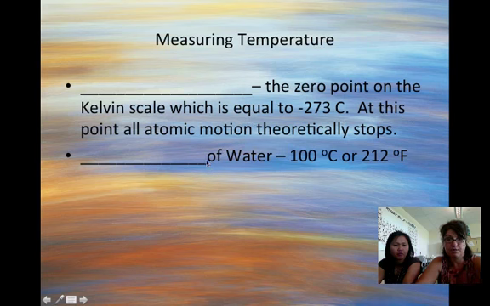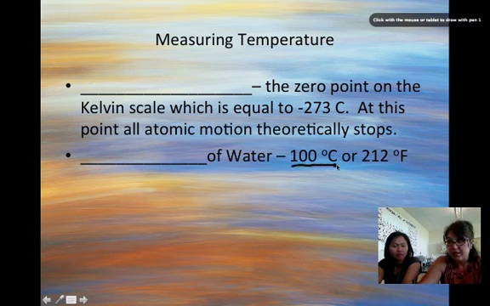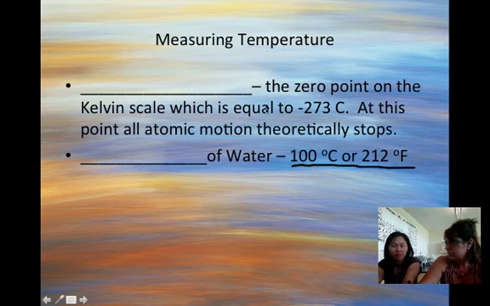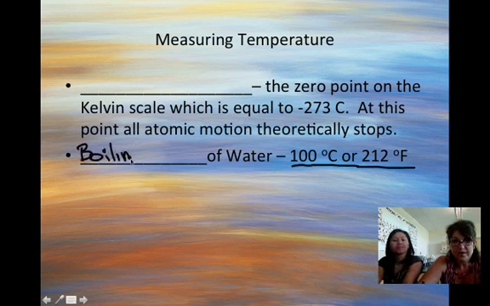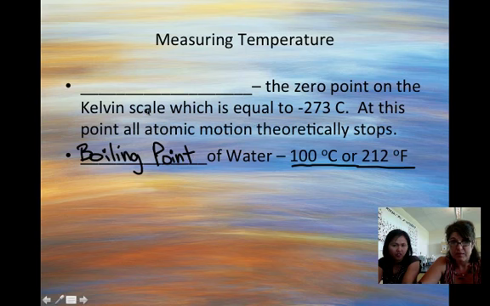Okay, so we also use water as a reference. When water gets to 100 degrees Celsius or 212 degrees Fahrenheit, then what happens to it? It's called the boiling point of water. So at sea level, water boils at this temperature, the boiling point, which is 100 degrees Celsius.